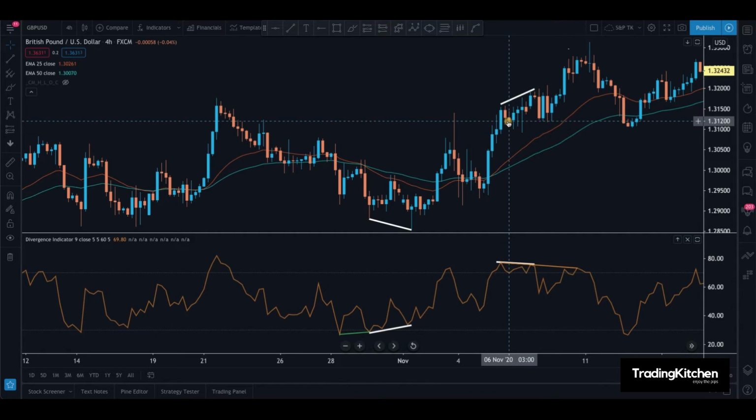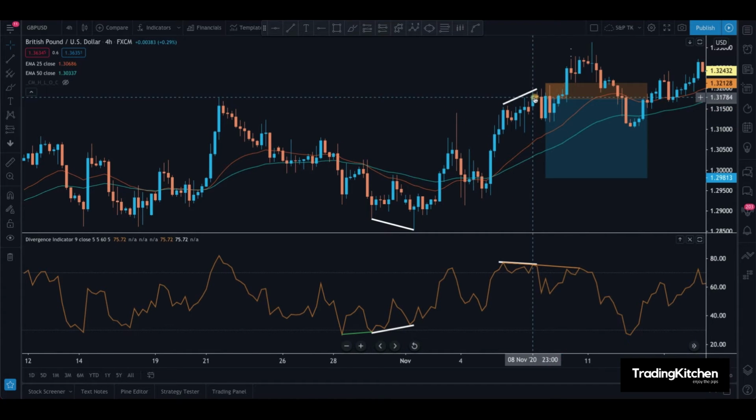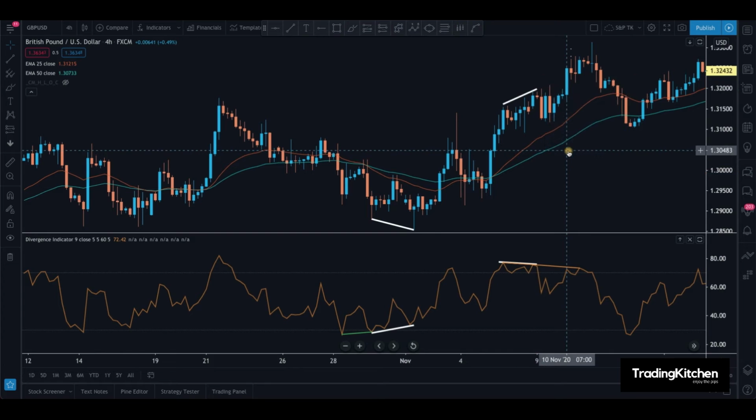Because you cannot take only divergence as the only confirmation of a trade. Divergences must be included in a set of lots of factors, a lot of tools, a lot of confirmation. Which is the other confirmation? Just price action, the price action setup.